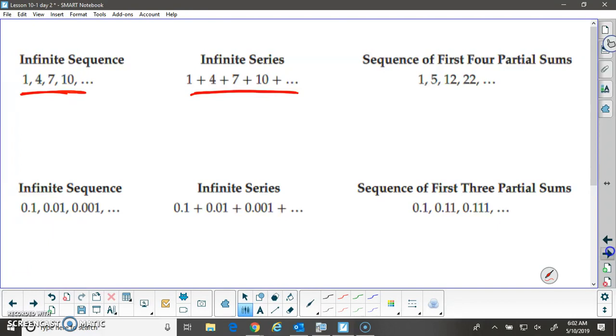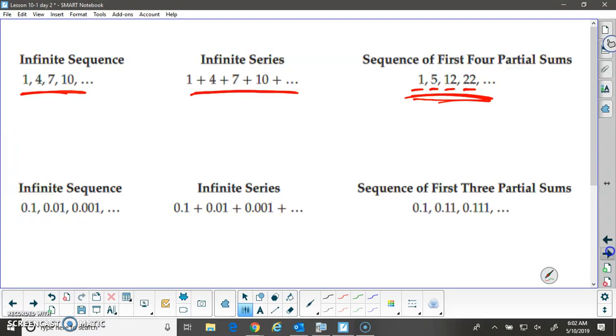If we find partial sums, you can see that your first partial sum is 1 right here. Your second partial sum, if you add the first 2 terms, is 5 right here. If you add the first 3 terms, it gives you 12. And then if you add the first 4 terms, it gives you 22. So this list right over here represents the sequence of the first 4 partial sums. That's the sum of the first n terms.